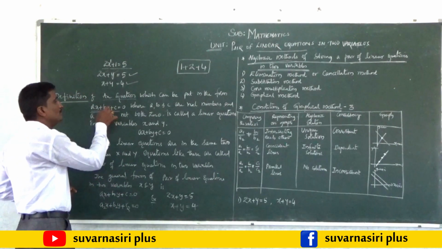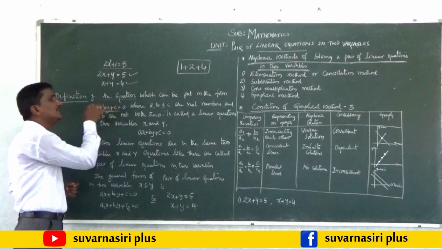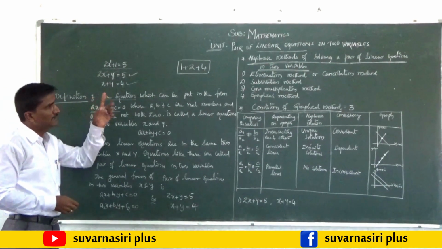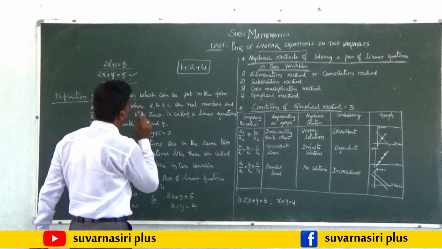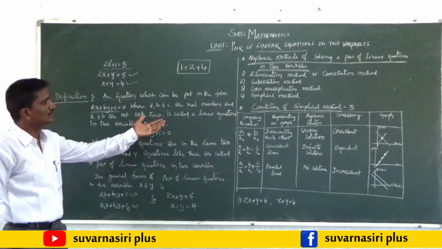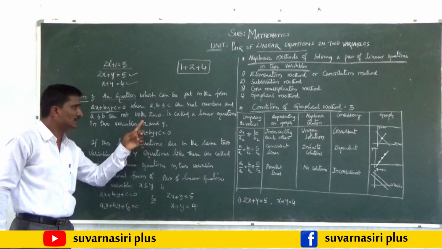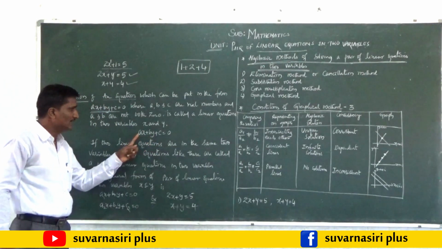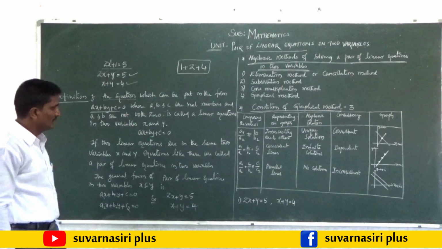Even if b is equal to 0, the second term becomes completely 0, so again it becomes a linear equation in one variable. So a and b are not both 0. Then it is called a linear equation in two variables, x and y. The general form of a linear equation in two variables is ax plus by plus c is equal to 0.